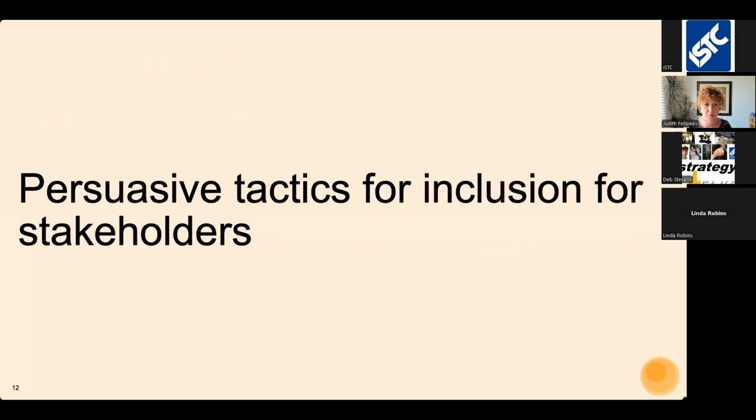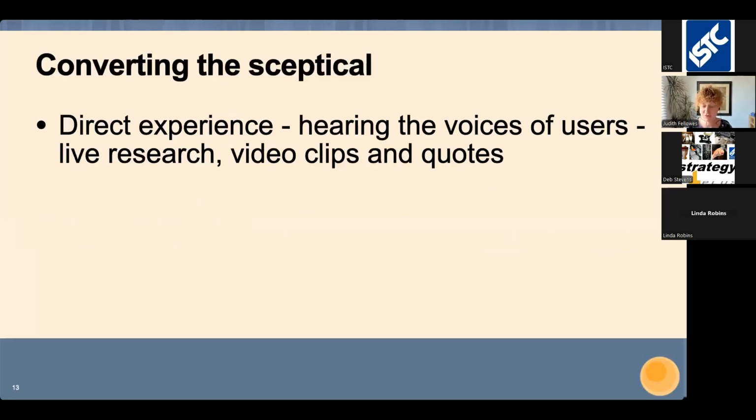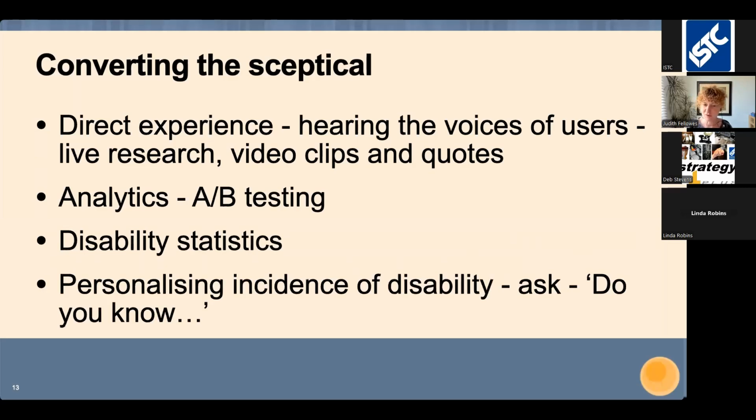So what are our persuasive tactics? Okay, so again, try to really reinforce that direct experience, get them to hear the voices of the users, whether it's live research, video clips or quotes. Do your analytics, and this doesn't really take a lot of time once you've got things set up. Again, have those statistics and throw them out there, and also personalize that instance of disability.